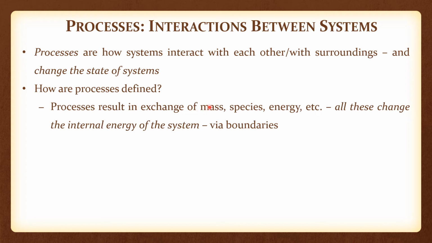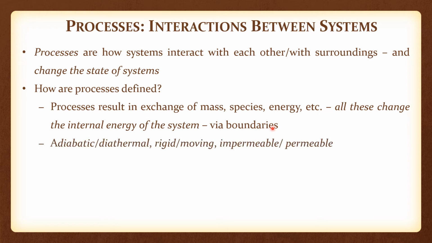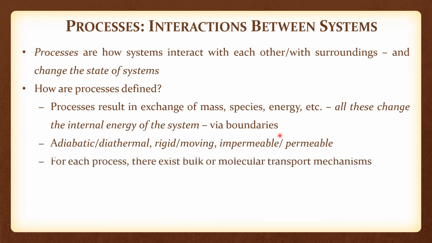Processes result in exchange of mass or species or energy, etc. All these change the internal energy of the system. The state of the system is defined by the internal energy of the system. So if the state is changed, internal energy is changed, and vice versa. How is all this happening? They are happening through interactions, and these interactions occur via boundaries, which is why we had to spend time defining those boundaries, which essentially meant we define the nature of processes that will take place. So adiabatic, thermal, rigid, moving, permeable, impermeable boundaries.